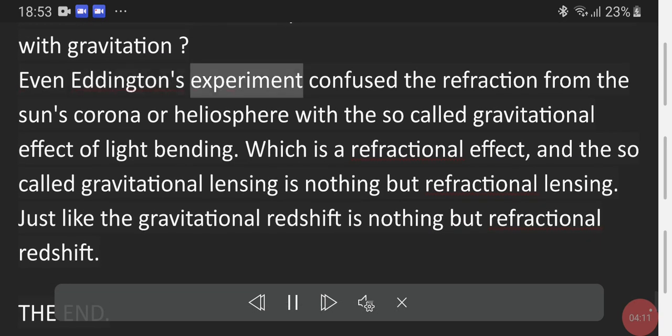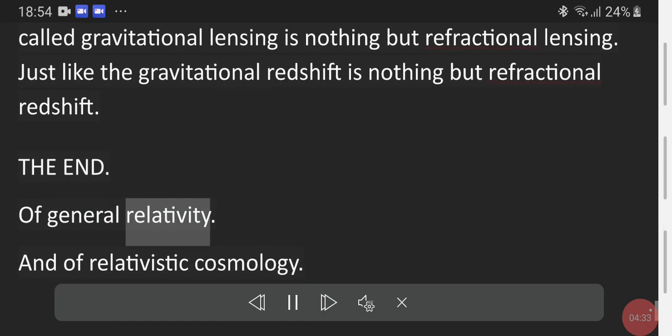Even Eddington's experiment confused the refraction from the sun's corona or heliosphere with the so-called gravitational effect of light bending, which is a refractional effect, and the so-called gravitational lensing is nothing but refractional lensing. Just like the gravitational redshift is nothing but refractional redshift. The end of general relativity, and of relativistic cosmology.